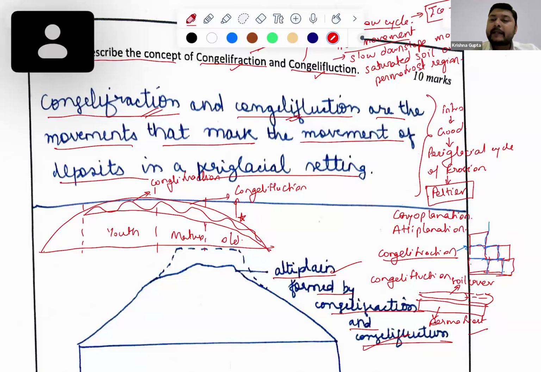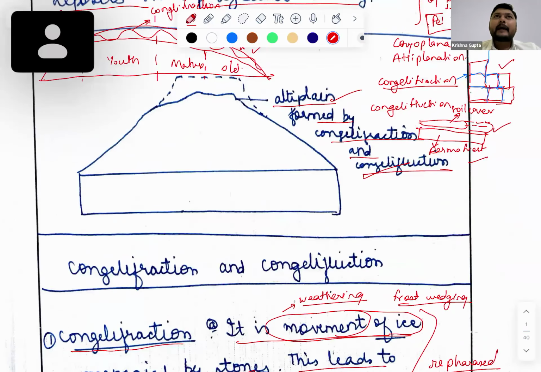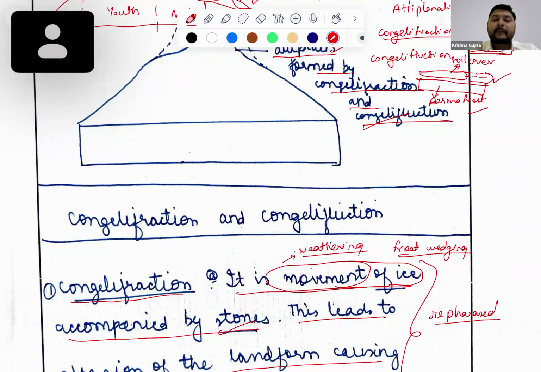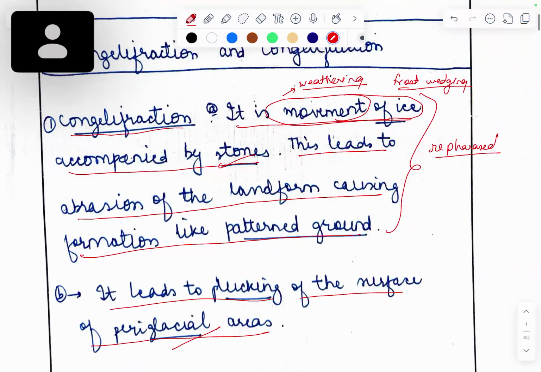We can use Peltier. We can use diagrams to specify congelifraction and congelifluction. These diagrams will give a clearer picture to the evaluator, be it UPSC or anyone else.